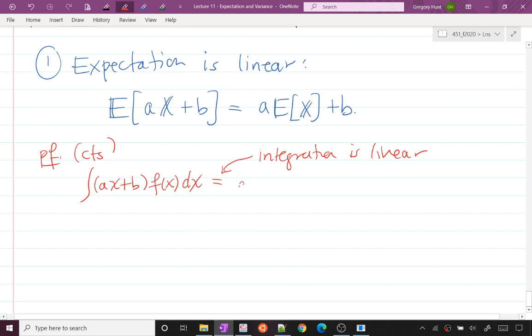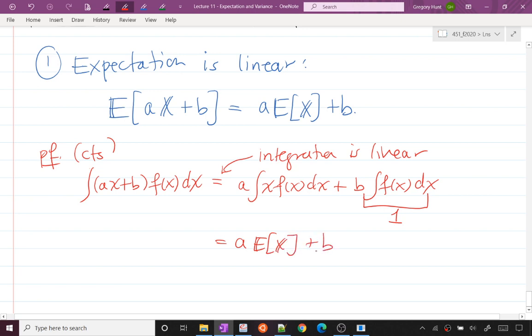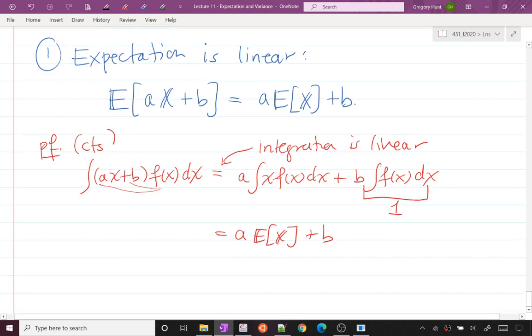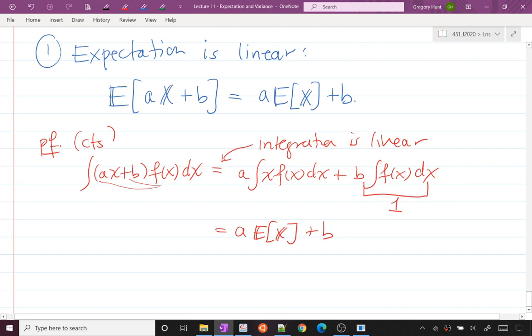What I'm allowed to do is say this is a times the integral of x f(x) dx plus b times the integral of f(x) dx, and this thing is 1. So this is a times E[X] plus b. You can pause and think through that proof real quick, but I'm just distributing my f(x) across using the fact that integration is linear. This last term here integrates to 1, so everything's nice and simple. So expectation is linear basically because it's defined as summation and integration, and those are linear.